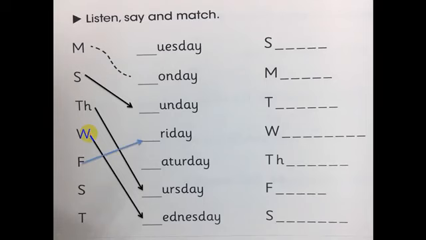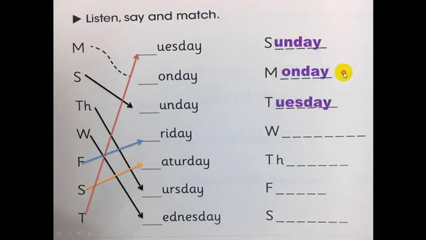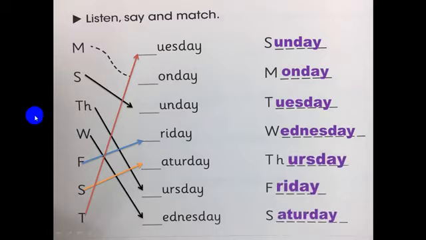F, match to Friday. S, match to Saturday. And the last one, match to Tuesday. Okay? Just write it correctly, without missing anything. Okay? Sunday, Monday, Tuesday, Wednesday, Thursday, Friday, and the last one, Saturday. Okay?